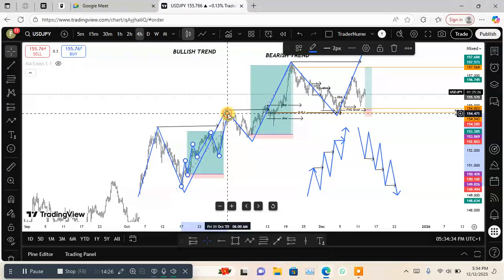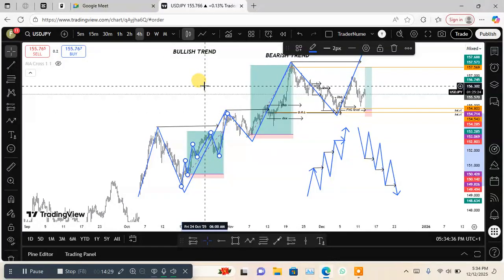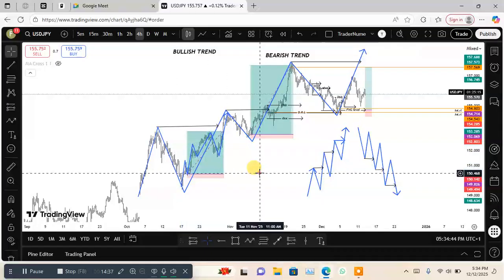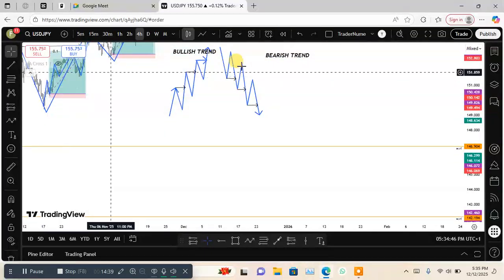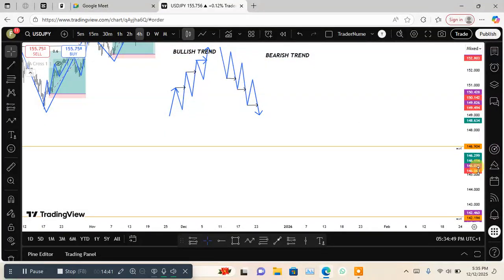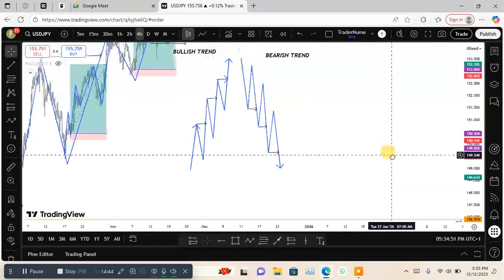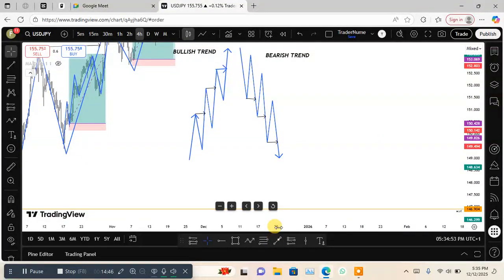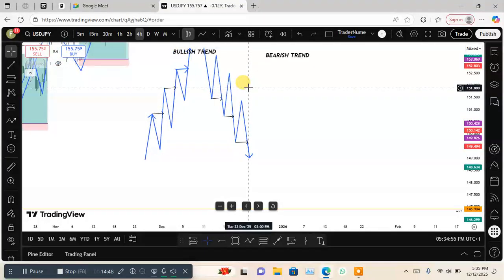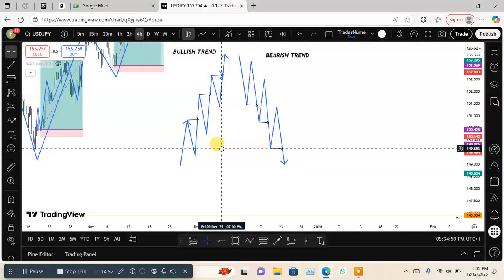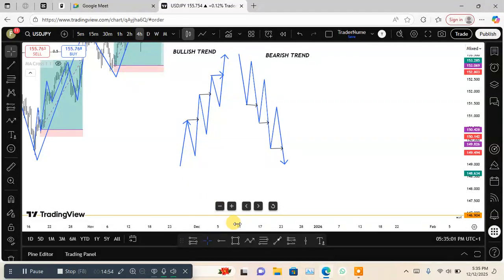So for every bullish trend or bearish trend, we have internal structures and we have external structures. You understand? We have internal structures and we have external structures. So that is what I want to also draw your attention to. We have the internal and the external structures.